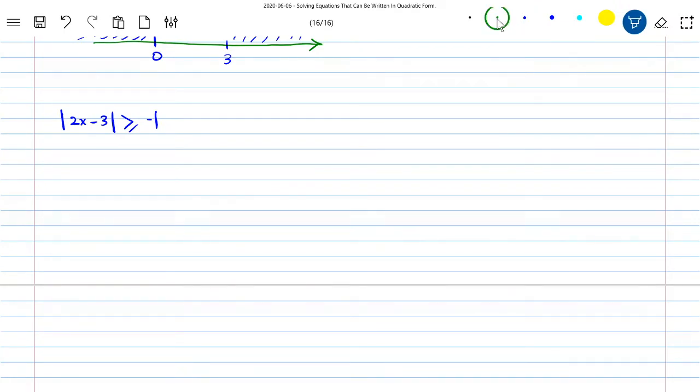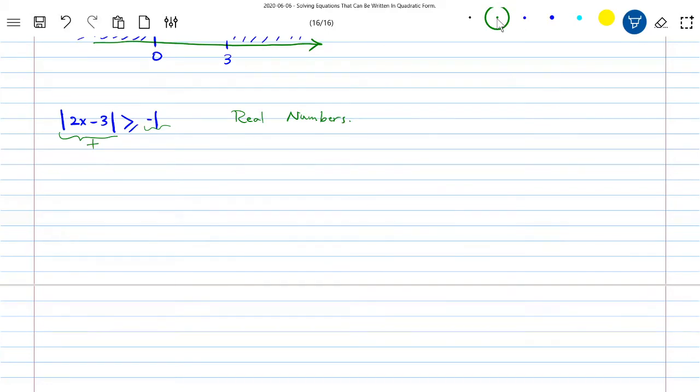Last example was less than or equal. You had an absolute value which was less than or equal to negative 3. This time it's greater than. What do you expect? The outcome of an absolute value is always positive. Is it always greater than negative 1? Yes, it is. So the solution should be all real numbers. This is what I expect.